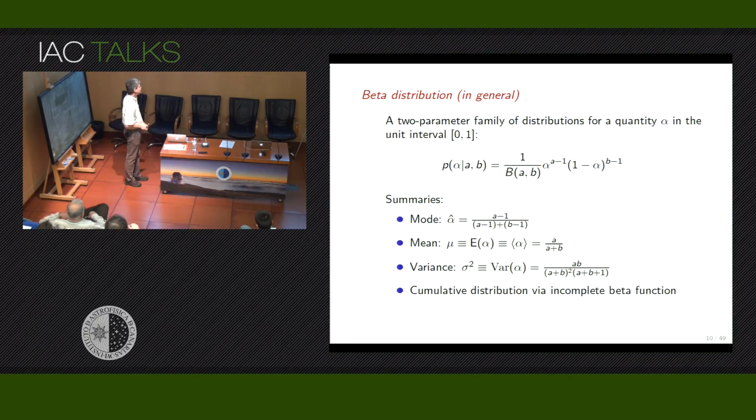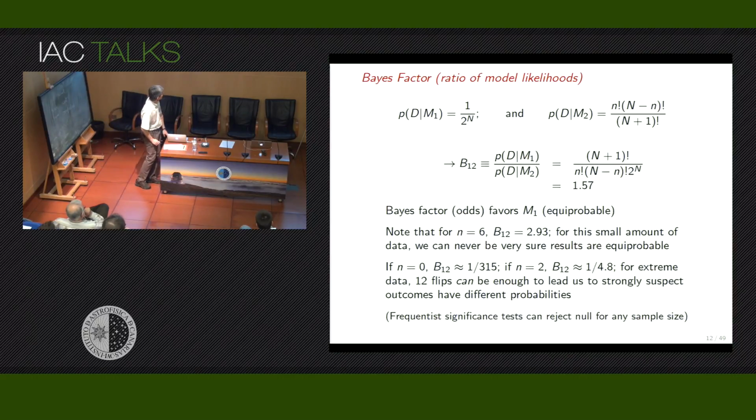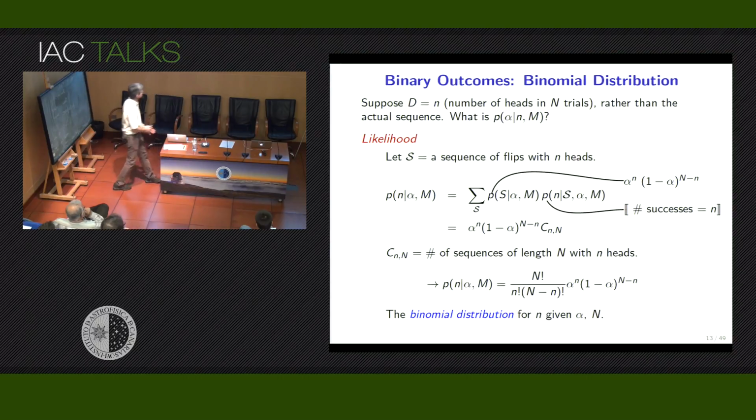There are simple formulas for the mode and the mean and the variance. The traditional parameters are in terms of the powers, but you could also reparameterize it in terms of the mean and the variance, or the mode and the variance. There are all different ways you could parameterize it. In the cumulative distribution, partial integrals over part of the range of alpha are the incomplete beta function. This was a model comparison calculation, but in the interest of time, I'm going to skip that.